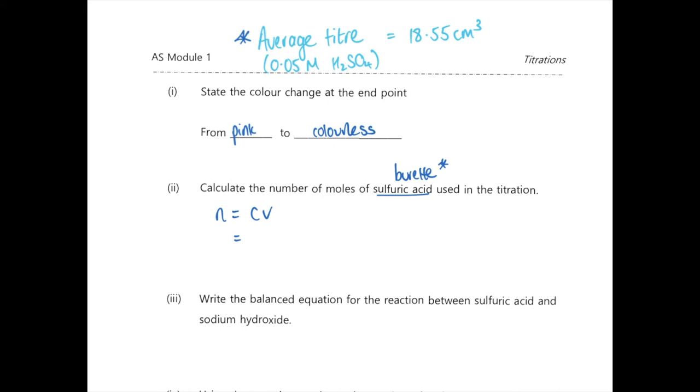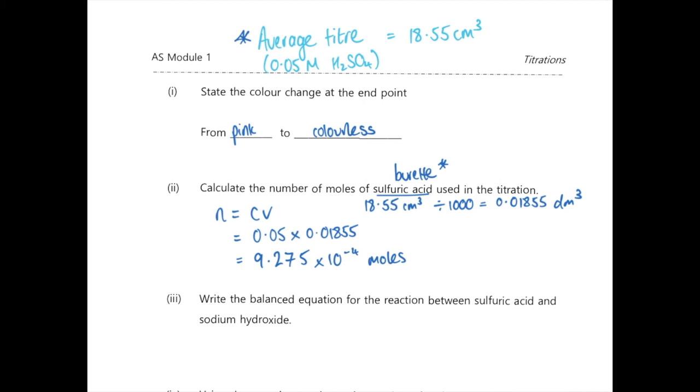The concentration of our sulfuric acid was 0.05 moles per decimeter cubed. That's the one we knew the concentration of. The volume then is our average titer. Now remember, we need to convert that from centimeters cubed into decimeters cubed. So we could write that just off to the side here: 18.55 centimeters cubed divided by 1,000 is 0.01855 decimeters cubed. So put that into your equation, 0.01855. If you put that into your calculator, try putting this into the calculator as we go along, that should come out as 9.275 times 10 to the minus 4 moles, or 0.000927 moles. You can write it in either form.